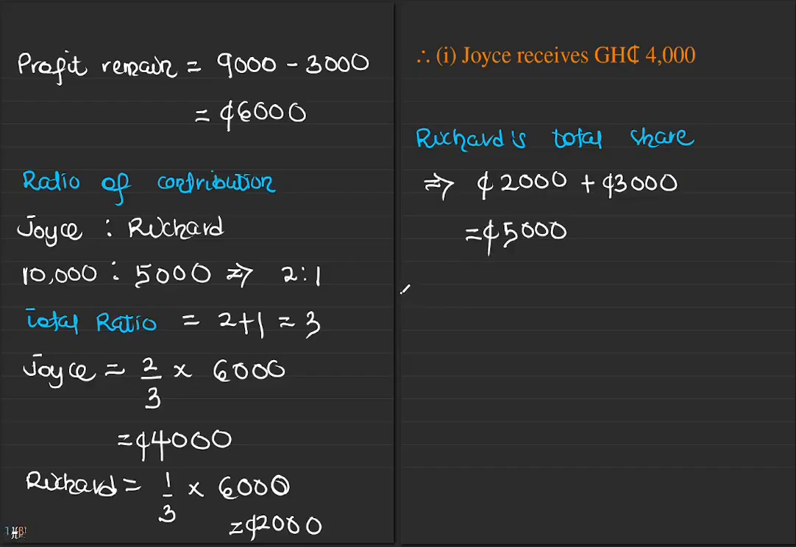So if you look at what we have here critically, it means even though Richard contributed less, he is gaining an overall total which is greater than how much Joyce is receiving, though she contributed the majority part of the money. This is because Richard has taken upon himself to actually manage the business. Because without him managing, there might not even be a profit. You see. So this ends question 2B of the BECE 2026.